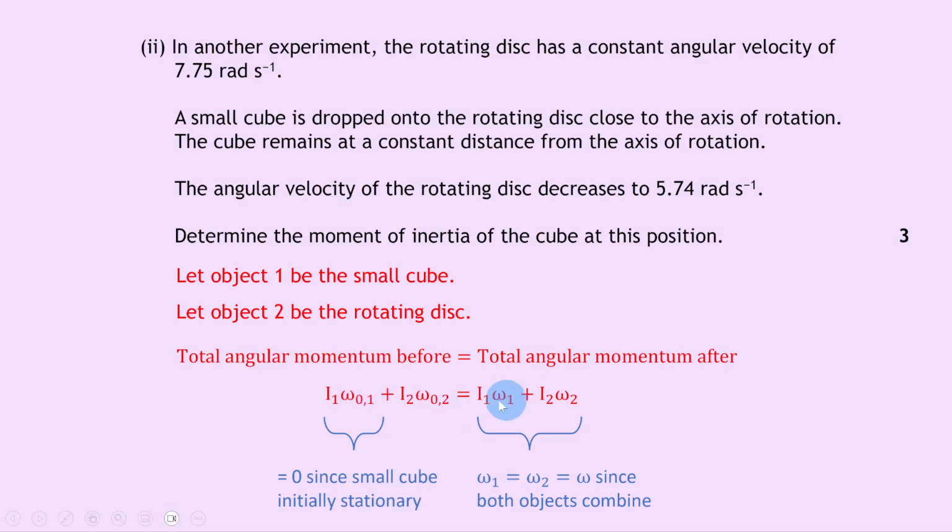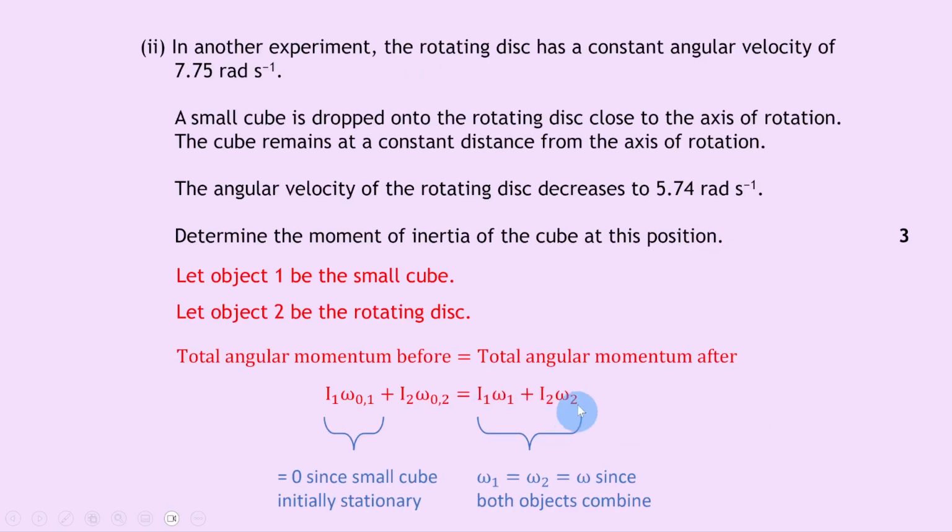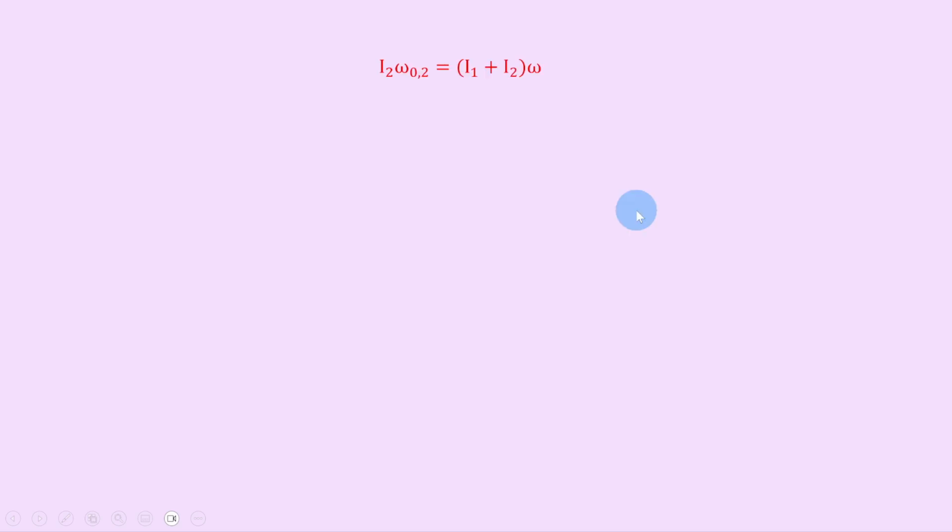Now we can therefore simplify this line to I2 omega naught 2 equals I1 plus I2 times omega, where all we've done is factorise this right-hand side, since we have I1 times omega plus I2 times omega, and therefore that's the same as writing I1 plus I2 times omega if you factorise it. So from this line of working, remember it's this I1 that we want to find, i.e. the moment of inertia of the cube.